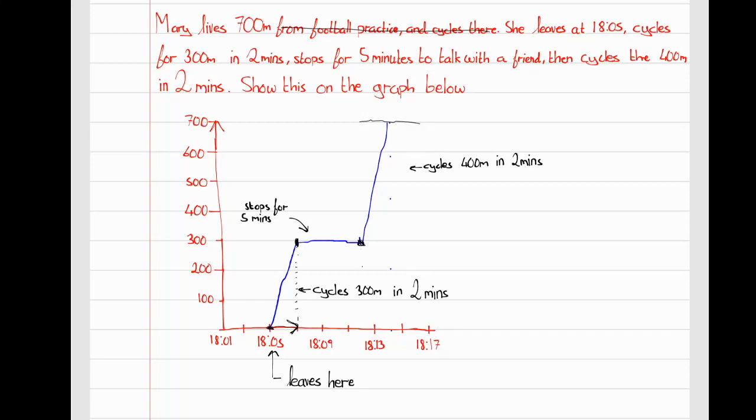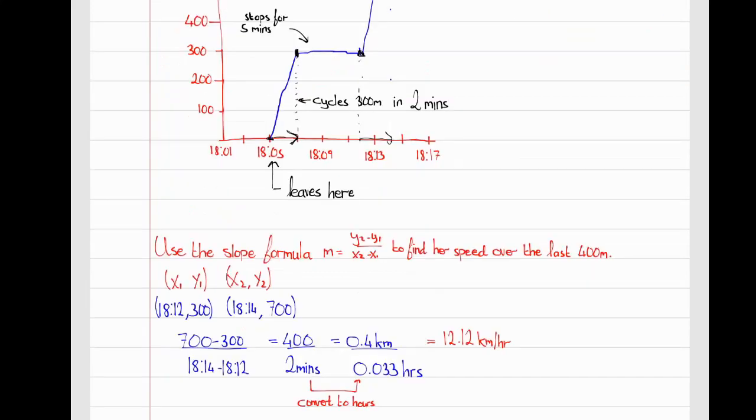We find where we are here, and we come across 2 minutes again. Come straight up, and there's our dot. Join up those 2 points, and that's your full graph. We're then asked to use the slope formula to find our speed over the last 400 meters.